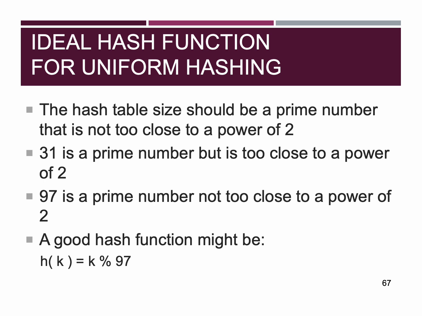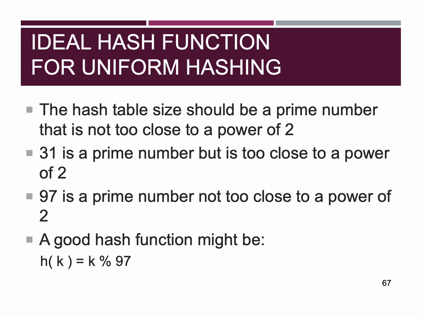Now, let's wrap up with a look at what makes an ideal hash function for achieving uniform hashing. One of the key factors is the hash table size, which should ideally be a prime number. Using a prime number for the table size helps in distributing keys more evenly, as it reduces the chances of patterns in the key values creating clusters at specific indexes.